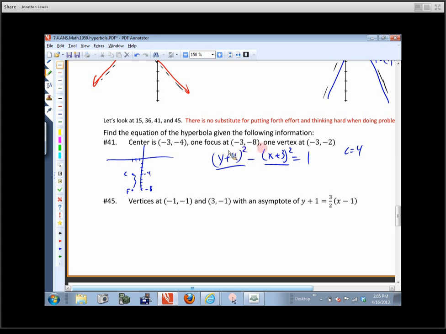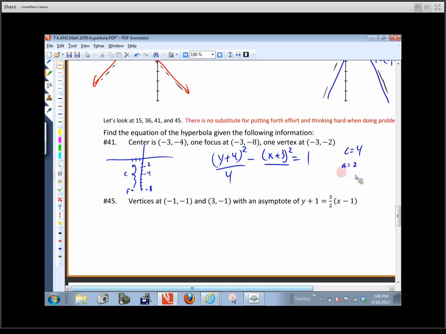And then it says we've got a vertex at (-3, -2). If this is -2, how far is it from here to here? 2. And that's got to be under, okay, under the y. We take that and square it. So a is going to be 2, so this is going to be a 4. We've got that figured out.